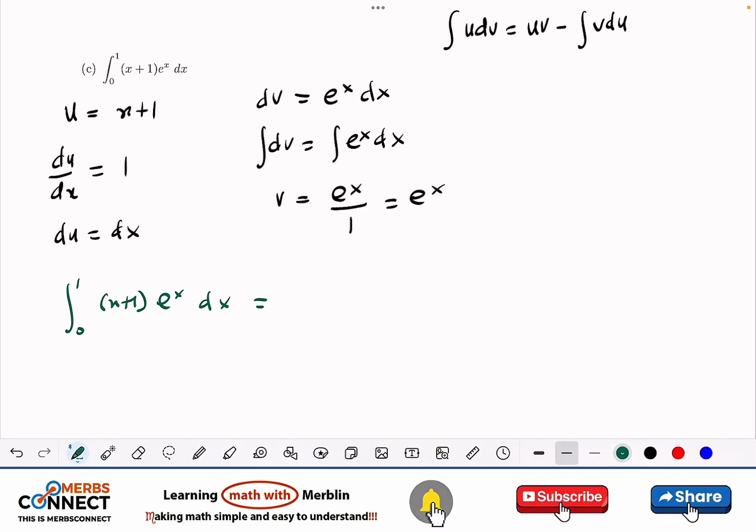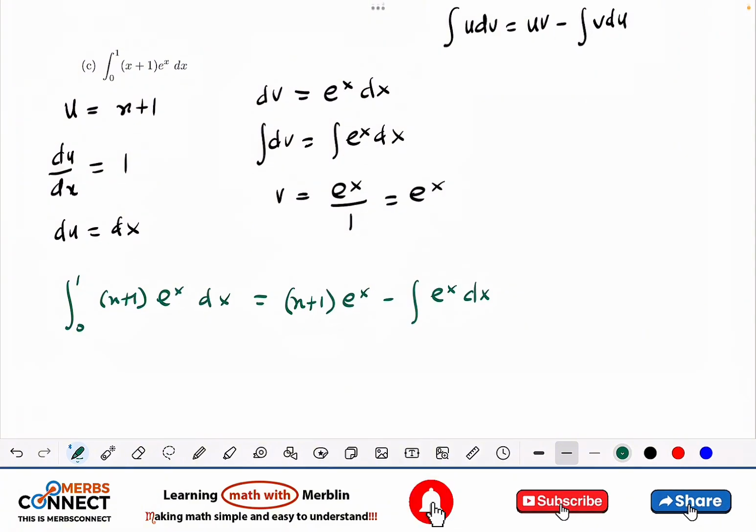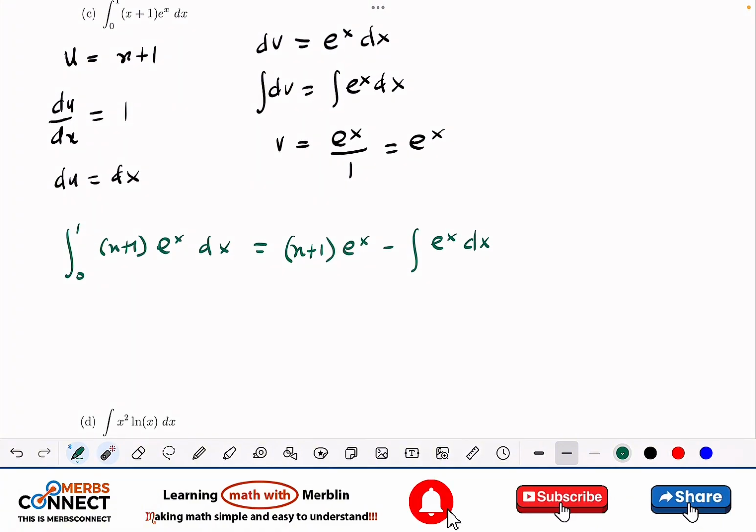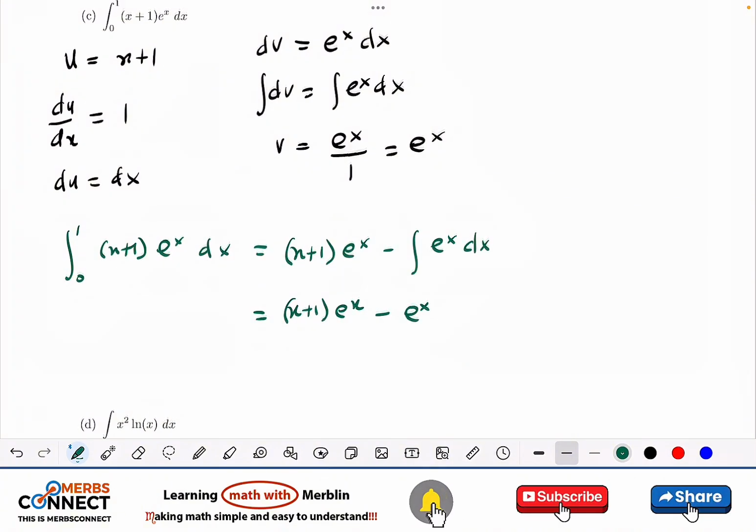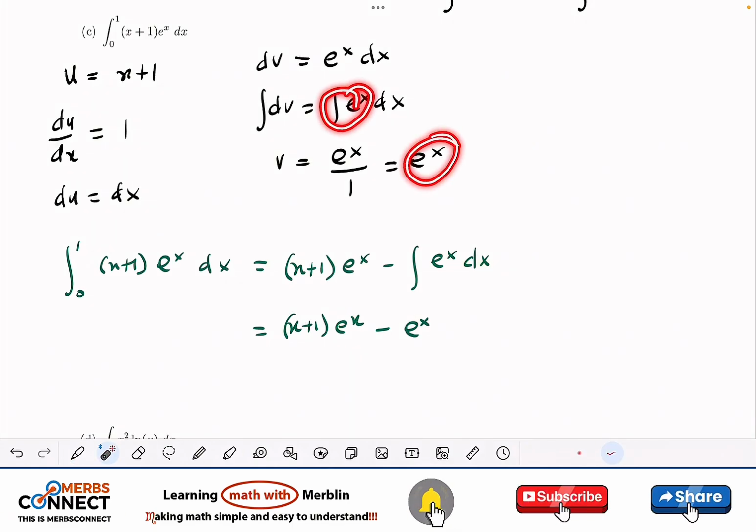So let's go. U is x plus 1, v is e to the power x, then v is e to the power x, and then du is dx, right? So what I'm going to do is, you see, I still have this one here. I've not used them. I will use them. So this is going to be x plus 1 e to the power x minus. Now I need to integrate this because now I don't have the product again. I have only one function. And when I do that, I'm going to have e to the power x, right?